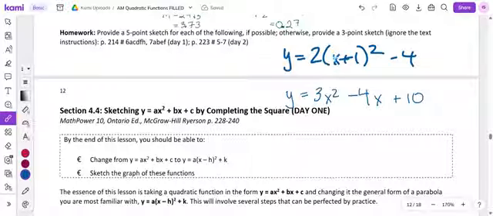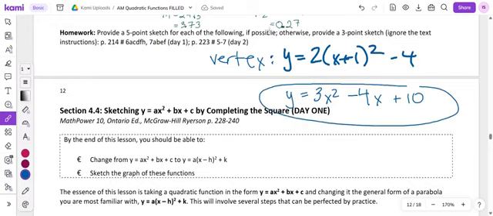So the first one, what is the name of the form of this equation? It is the vertex form. Why do you think we call it the vertex form? Everyone, out loud. Yeah, we can find the vertex. It's right there. -1, -4. What is the vertex of this parabola?